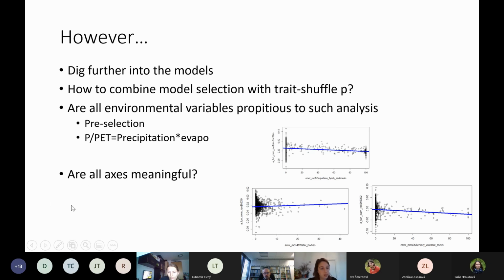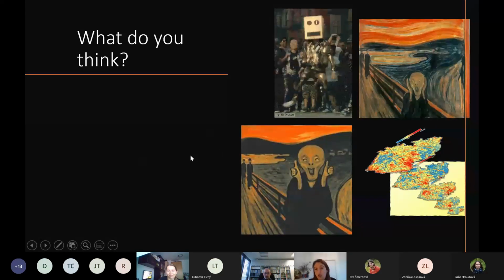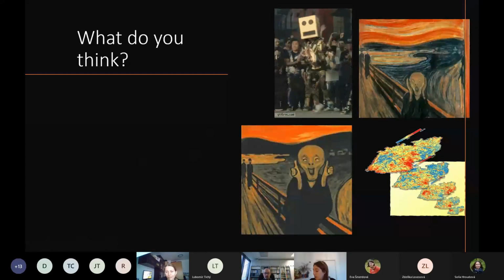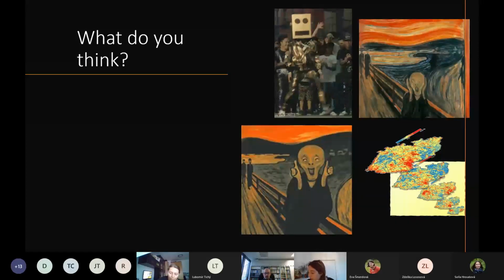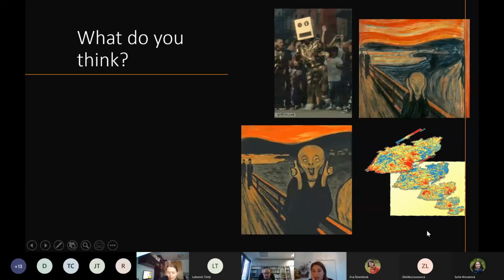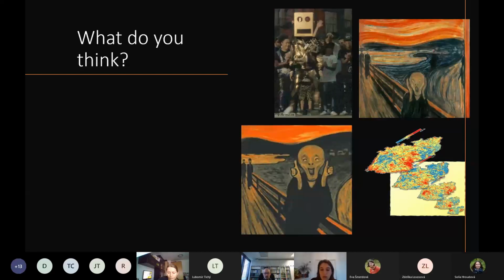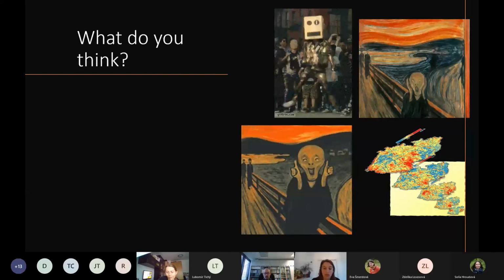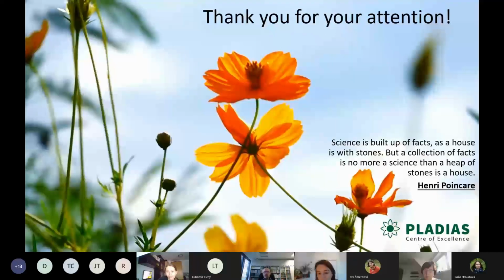And also, are all axes meaningful? So I decided for this second set of analysis to include axes 3 and 4, the functional axes, but it's quite hard to interpret them. So what do you think? I think there's still place for discussion. I wanted to have feedback. I understand that I did a lot, but there is still quite few steps to take until the final shape of the project. Thank you for your attention.